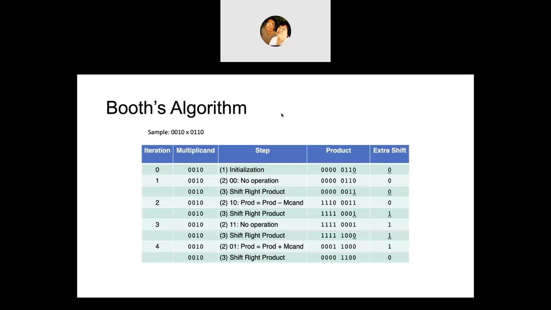So in the first round, we check the product 0 and the extra shift. In this case, they are 0, 0. So we have no operation. We do nothing. So we just copy the previous value to this row. And then we shift right the product. When we shift right, this 0 goes to there. And then we have the result from shifting right like this. Okay, this 0 goes to here.